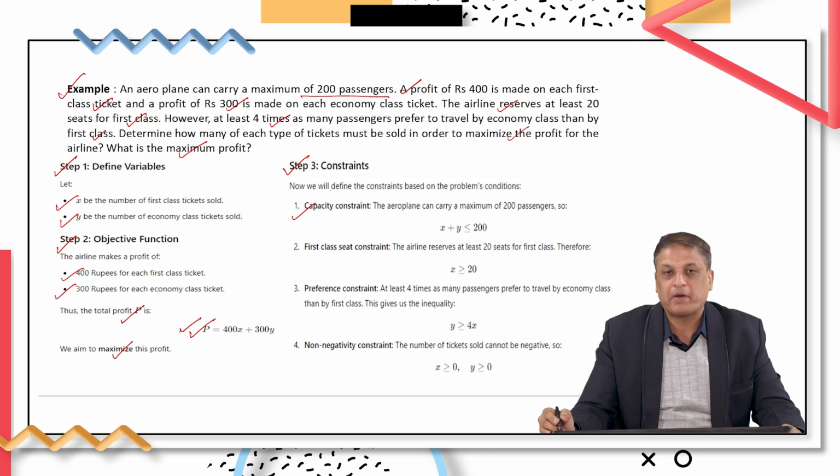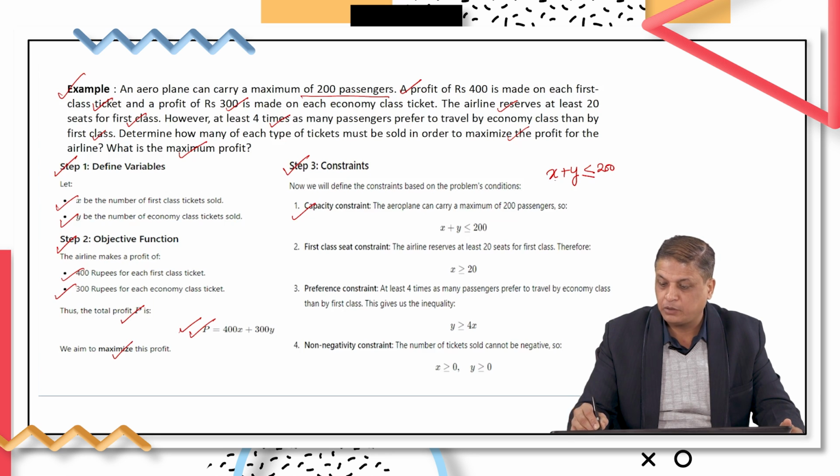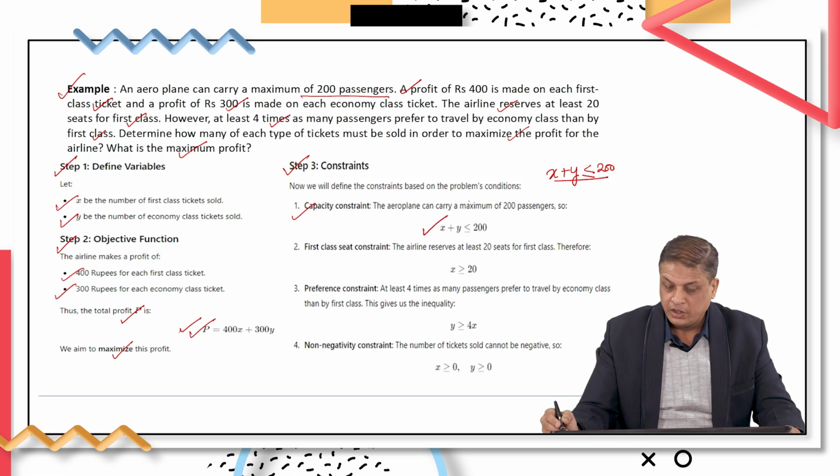First constraint is the capacity constraint, because the airline can carry at the maximum 200 passengers. So, that means the first class tickets plus economy class tickets should always be less than or equal to 200. At the most 200 passengers can be carried. So, this is the first constraint. Second, the first class seat constraint is there, that the airline reserves at least 20 seats for the first class. So, at least 20 seats. So, x is greater than or equal to 20 is the second constraint.